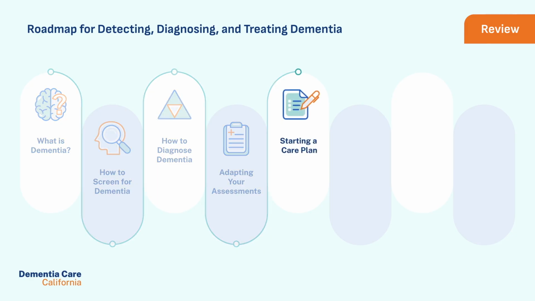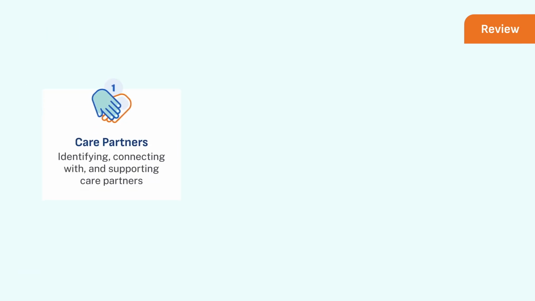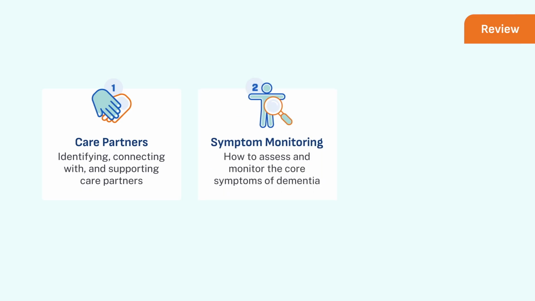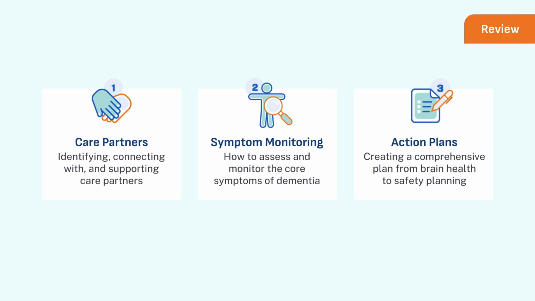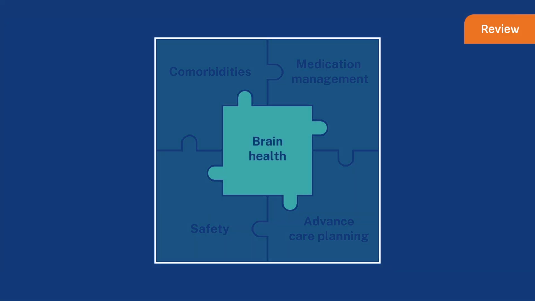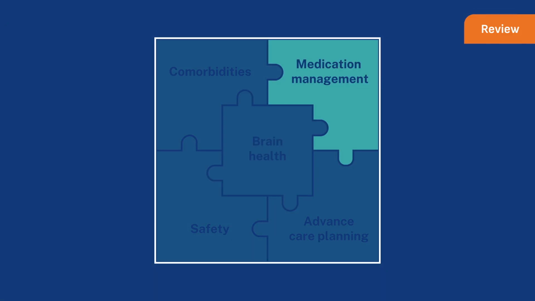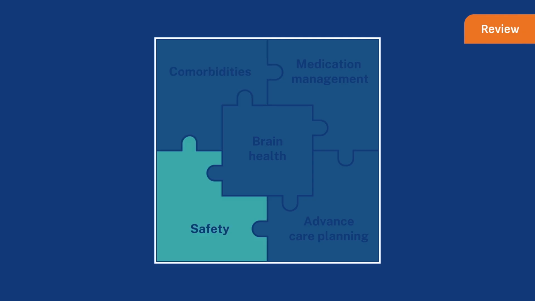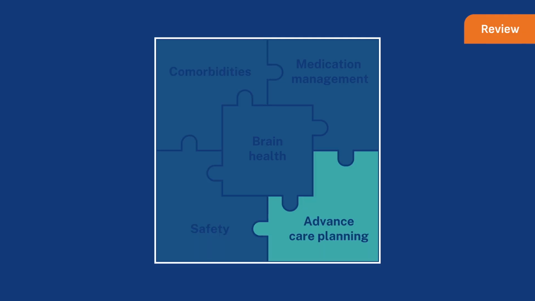In summary, when starting a care plan, you'll want to consider 3 components. Care partners, which includes identifying, connecting with, and supporting the people who support your patient. Symptom monitoring, meaning ongoing monitoring of the core symptoms of dementia. And lastly, you'll want to develop a comprehensive action plan, one that focuses on brain health, medication management, comorbidities, safety, and advanced care planning. Remember that primary care is a team sport.